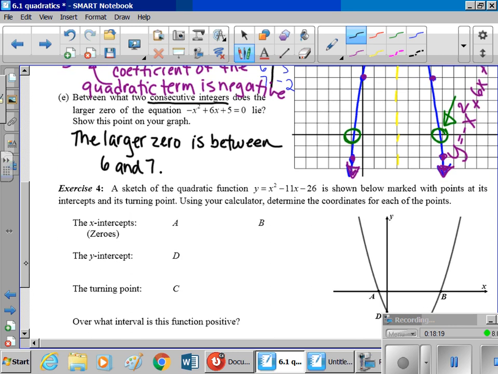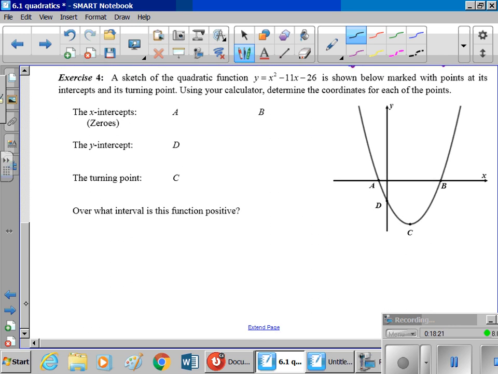All right, moving on to exercise 4. Now, exercise 4, we're going to do this whole thing in our calculator, because it's not asking us to solve anything algebraically. So when it asks us to find things like the x-intercepts, the y-intercept, the turning point, things like that, we're going to use our calculator because it's just an easy way to do it. So let's pull up this function on our calculator right now.